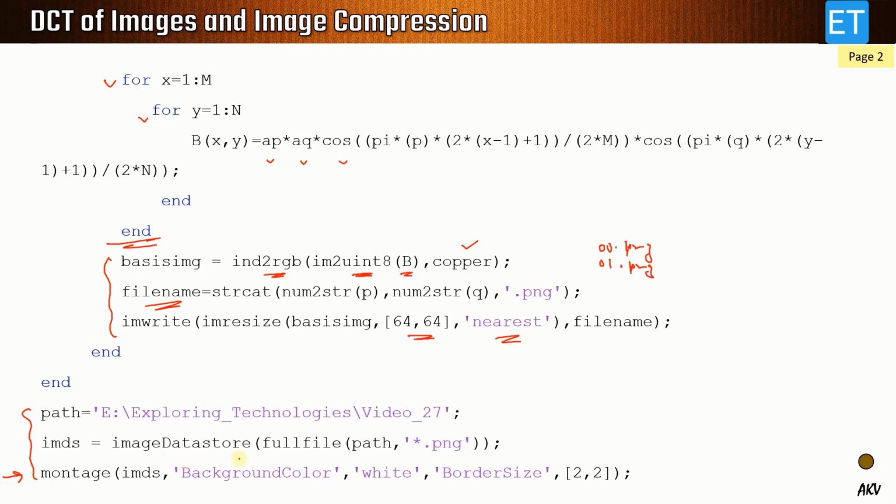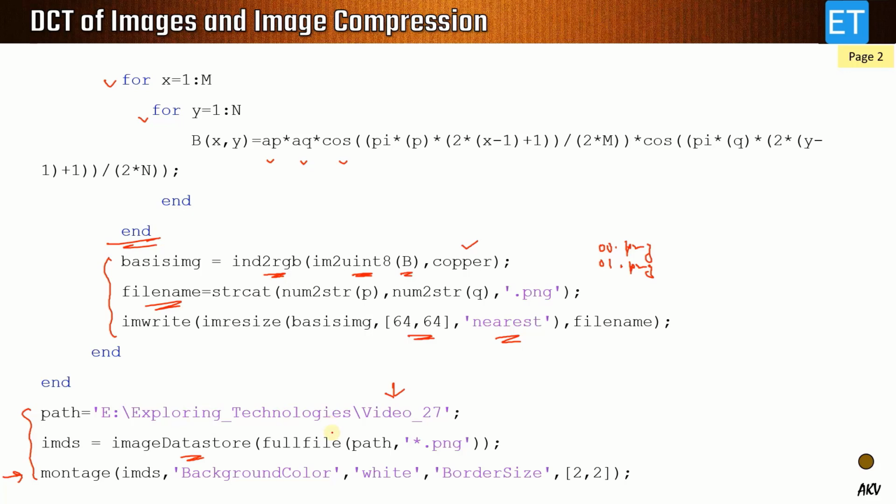Okay, and then I'm displaying all those 64 calculated images in a montage by the montage command. The montage command is reading all the images which have been written in the current directory. So using image data store, I'm reading all the images, and all the images are now displayed in that 8 by 8 format.